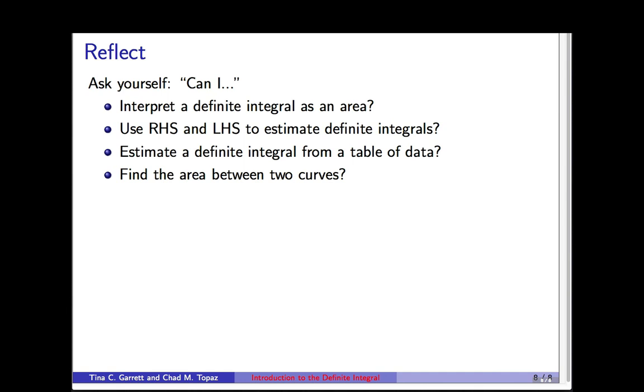So what I'd like you to do is reflect and ask yourself if you can interpret a definite integral as an area, use the right-hand sums and left-hand sums to do some estimates of definite integrals. You definitely want to be able to estimate integrals with right and left-hand sums and from tables of data using right and left-hand sums. And then could you quickly find the area between two curves?